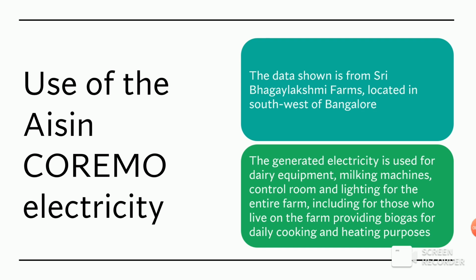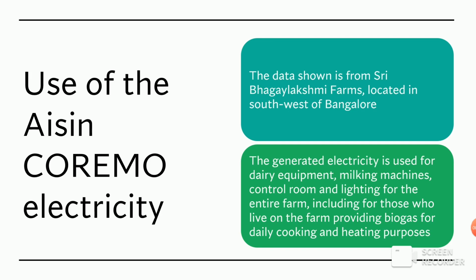It's a very rural part of the city, so this type of generator works perfectly for them because they need cow dung to produce energy. So it's a dairy farm, so they have dairy equipment powered off this gas, their milking machines, the lighting for the entire farm, including for those who live on the farm, and they also use that gas for cooking or heating purposes. And the most important part of this is the control room.